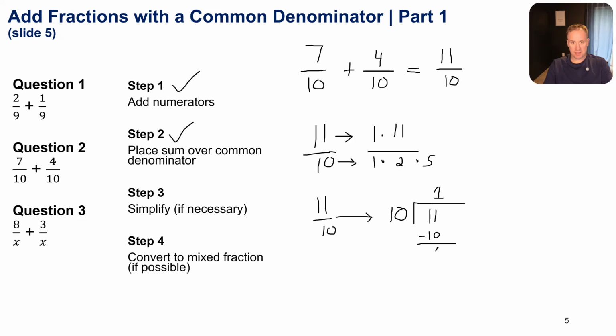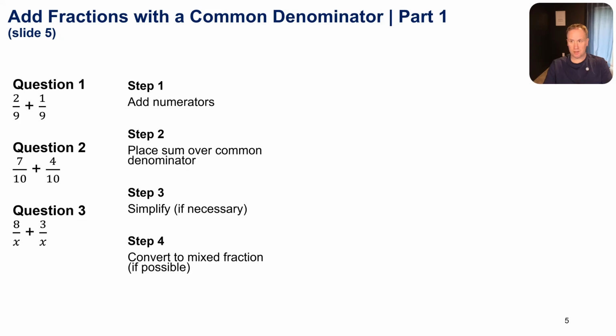11 minus 10 then is 1. 1 goes into our numerator, and our denominator stays 10 at the end. So our answer then in mixed fraction form is 1 and 1/10. Okay, so question number 3 is interesting, right?